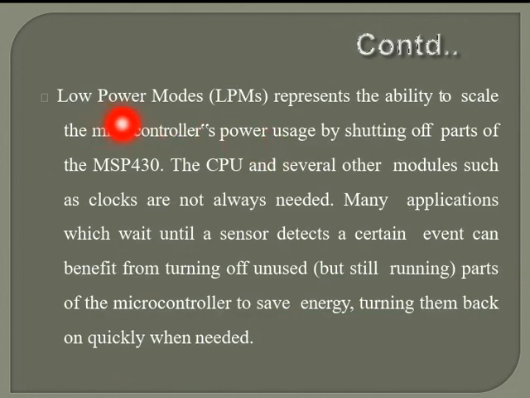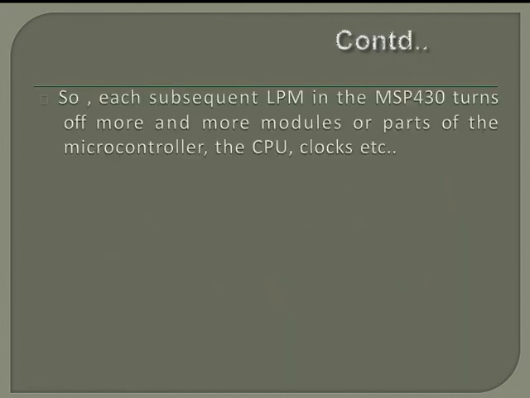Next are the low power modes. They tell you how much power consumption of the microcontroller can be reduced. If you are shutting off parts of your MSP430, then how much power supply is your embedded microcontroller using? The CPU and several other clock modules are always needed. So how is this done? Each subsequent LPM, that is low power mode, in the MSP430 turns off more and more modules or parts of the microcontroller, CPU, clocks, etc.